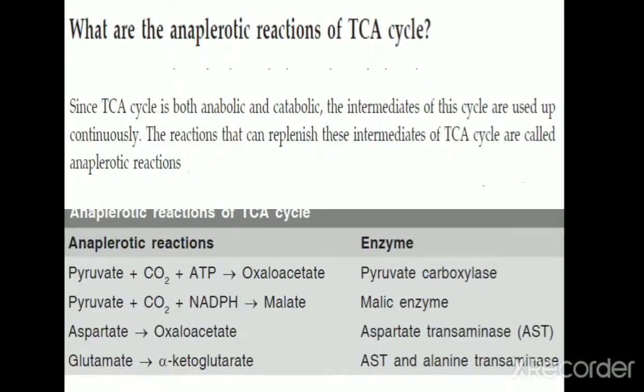TCA cycle intermediates. For example, oxaloacetate can be produced from pyruvate by the enzyme pyruvate carboxylase, and malate can be produced from pyruvate by malic enzyme. And oxaloacetate, an intermediate in TCA cycle, can be produced from aspartate, an amino acid, with the help of aspartate transaminase enzyme. It's a transamination reaction. And alpha ketoglutarate can be produced from glutamate by another transamination reaction. So these are the examples of anaplerotic reactions.